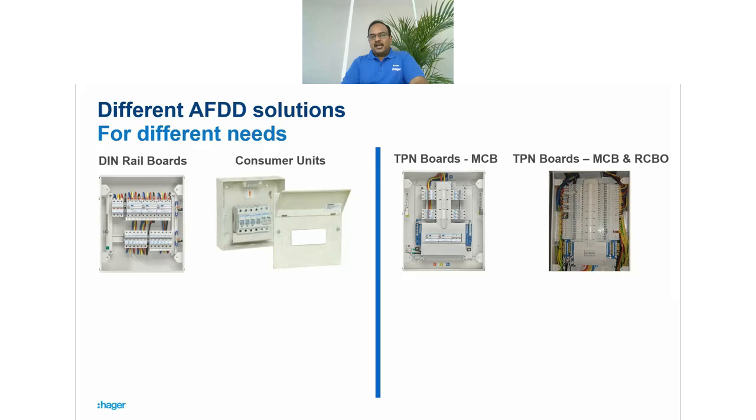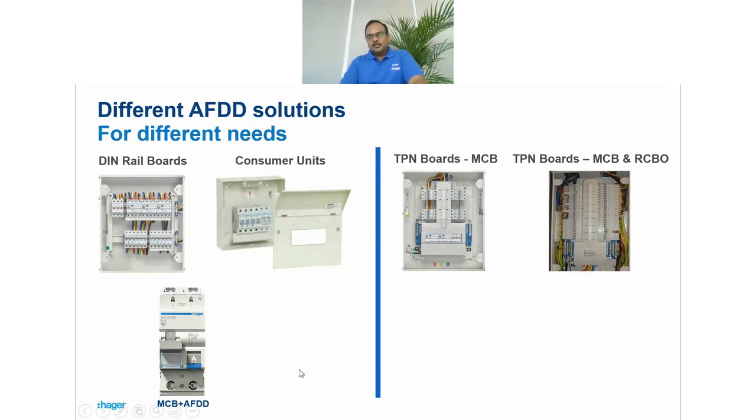So for this DIN rail and consumer units, the solution would be an MCB with AFDD, which means, if there is already an RCCB, then we have an MCB outgoing. Each circuit which needs to be safeguarded, for example a circuit going to a bedroom where people are sleeping, it's good to put AFDD. Then that MCB will be replaced by this MCB plus AFDD. So this is the point.